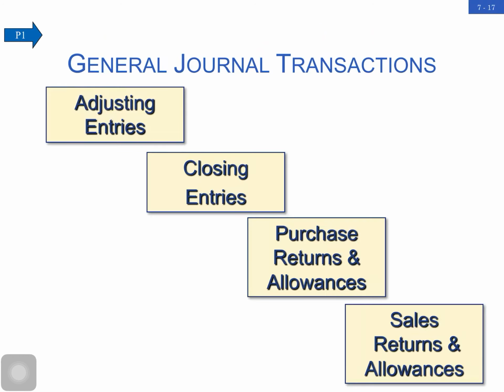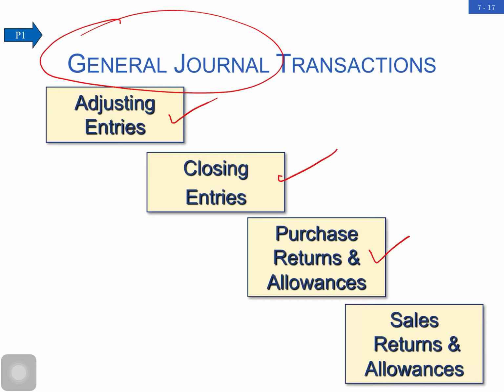And then how about other transactions? Other transactions you will record in the general journal, like adjusting entries, closing entries, purchase returns and allowances, and sales returns and allowances. All of these things you will record in the general journal because they are not categorized in any special journals, right?